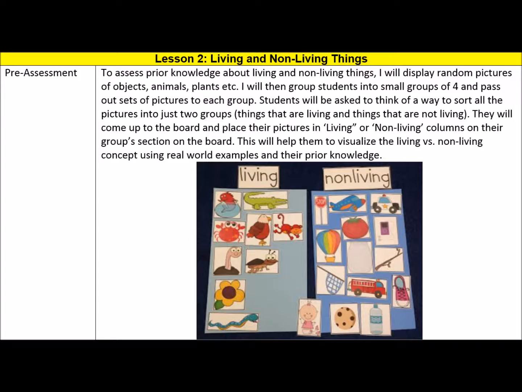To assess prior knowledge about living and non-living things, I will display random pictures of objects, animals, and plants. I will then group students into small groups of 4 and pass out sets of pictures to each group. Students will be asked to think about a way to sort all the pictures into just 2 groups, things that are living and things that are not living. They will come up to the board and place their pictures in living or non-living columns on their group's section of the board.